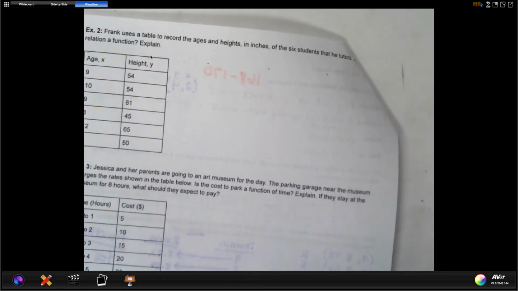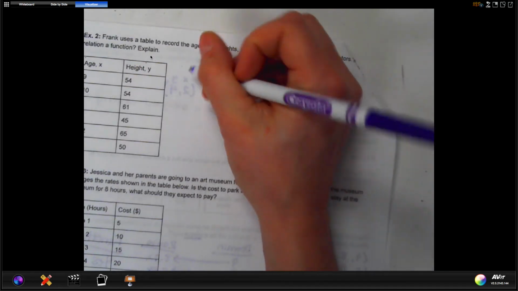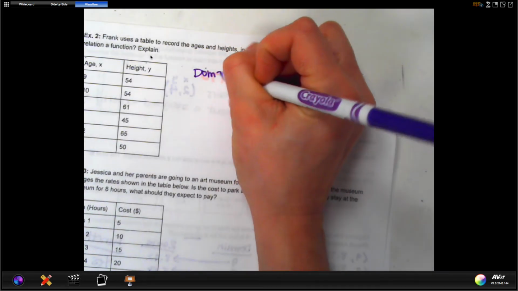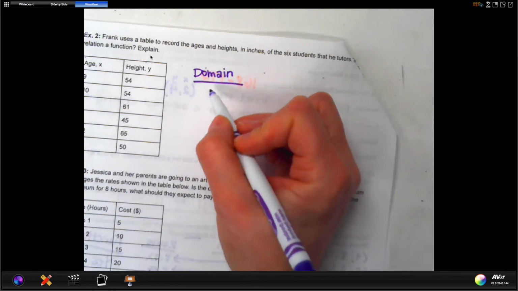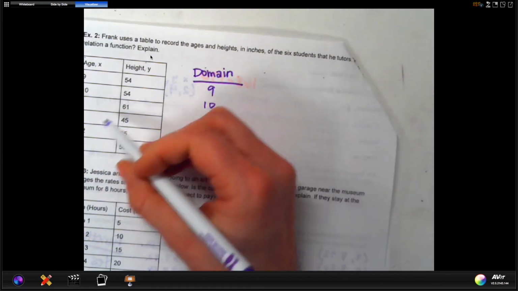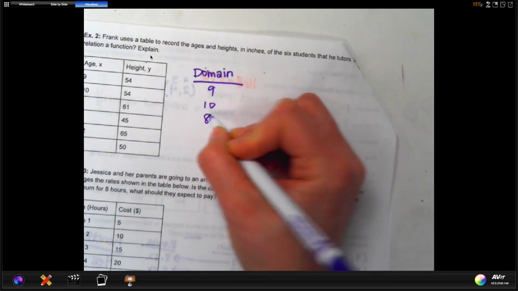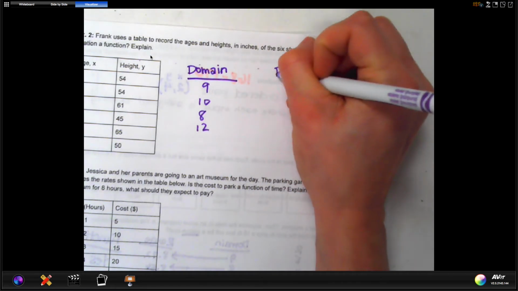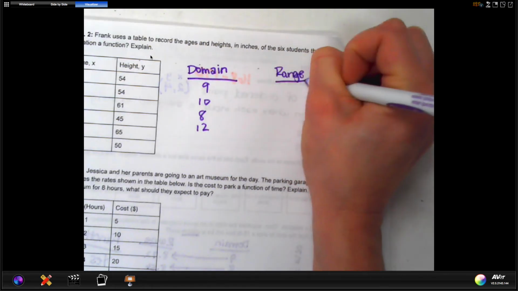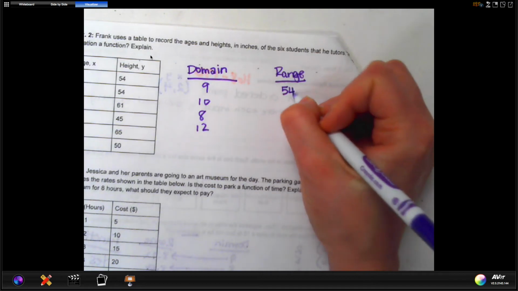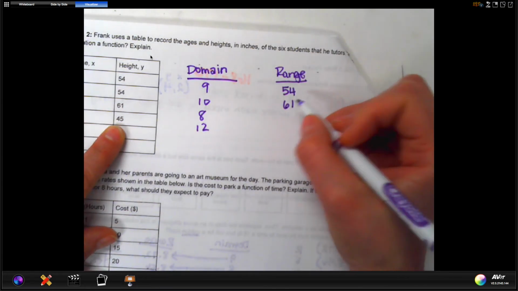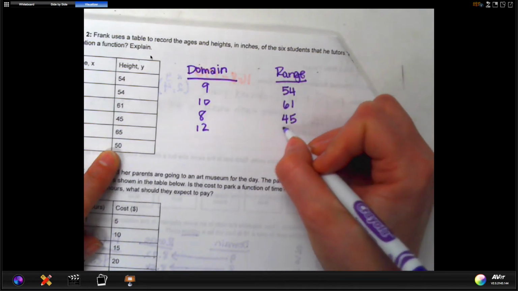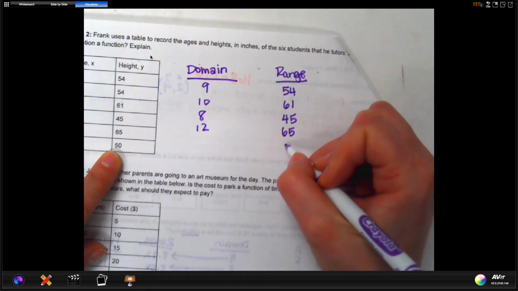Okay, so to set this up, here's our arrow diagram. Here's our domain. Our domain is all our x's. So we have 9, 10, we have another 9, but we won't list it again. We have an 8, we have a 12, and we have another 8. And then here's our range. Our heights are 54 inches. We have another 54, but we're not going to list it again. We've got 61, 45, 65, and 50.